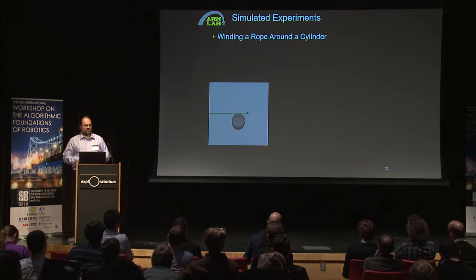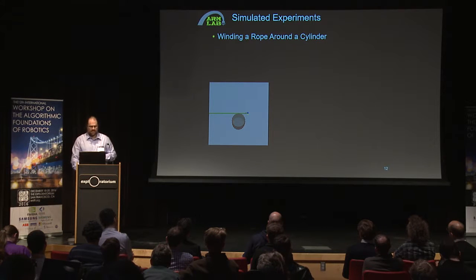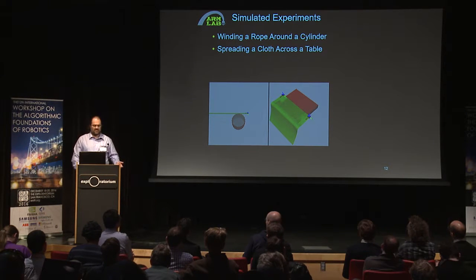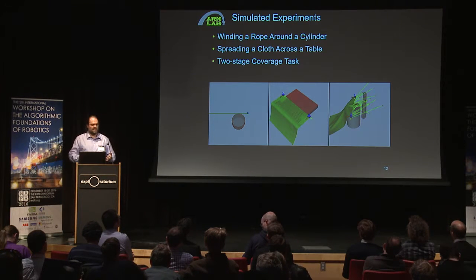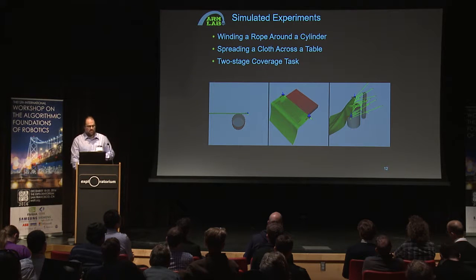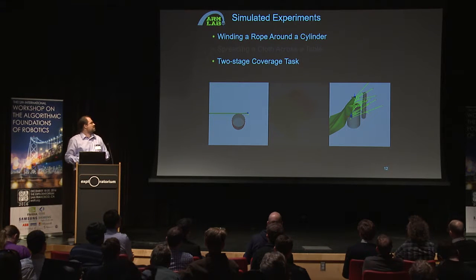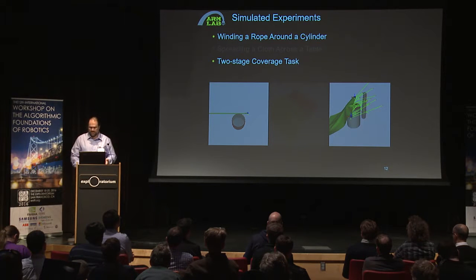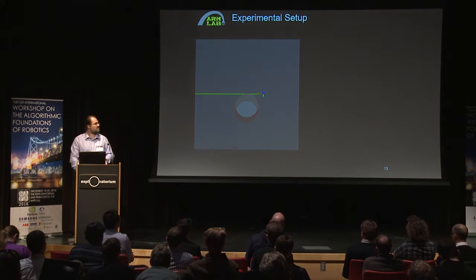So we're going to take a look at 3 experiments. The first, winding a rope around a cylinder. The second is spreading a cloth across a table. And the third is a 2-stage coverage task where we try to cover the top of the first cylinder and then the backside of the second cylinder. We're only going to take a detailed look at the first and last as they provide the most interesting results and discussion points. So let's take a quick look at the experimental setup for all 3 of these.